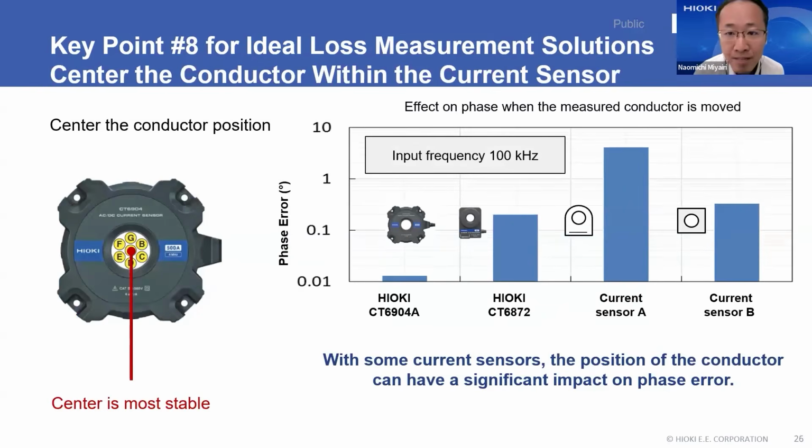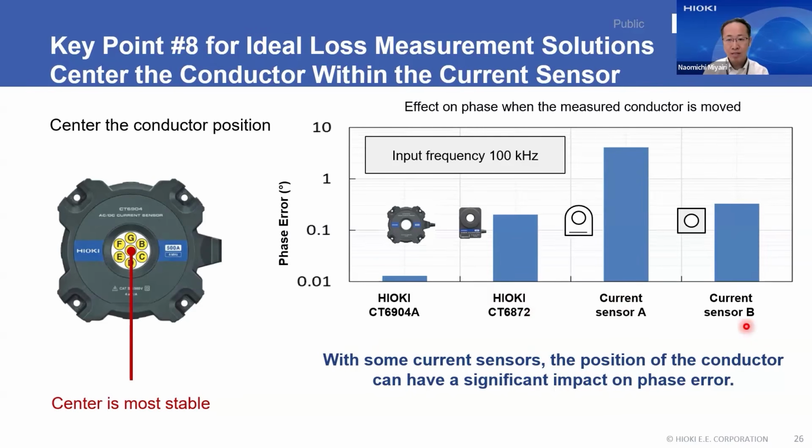So key point number 8, make sure to center the conductor within the current sensor. When the conductor is positioned at the center, the magnetic field is evenly balanced, and the measurement is at its most stable. As shown in this graph on the right, with some current sensor designs, the position of the conductor can have a significant impact on phase accuracy. So this is something that requires careful attention in your setup.